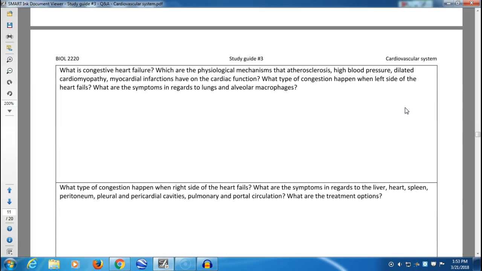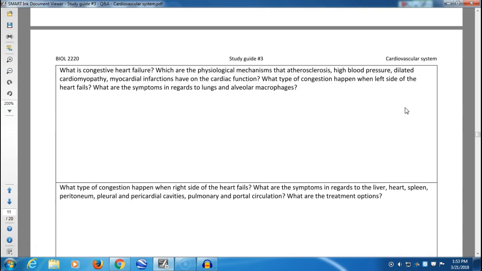Congestive heart failure. Left side fails, congestion is in the pulmonary system, what you may expect: pulmonary edema. Right side fails, congestion in the systemic circuit, what you can expect: peripheral edema, portal hypertension, hepatosplenomegaly, all those pathologies associated with higher blood volume than normal in the systemic circuit.